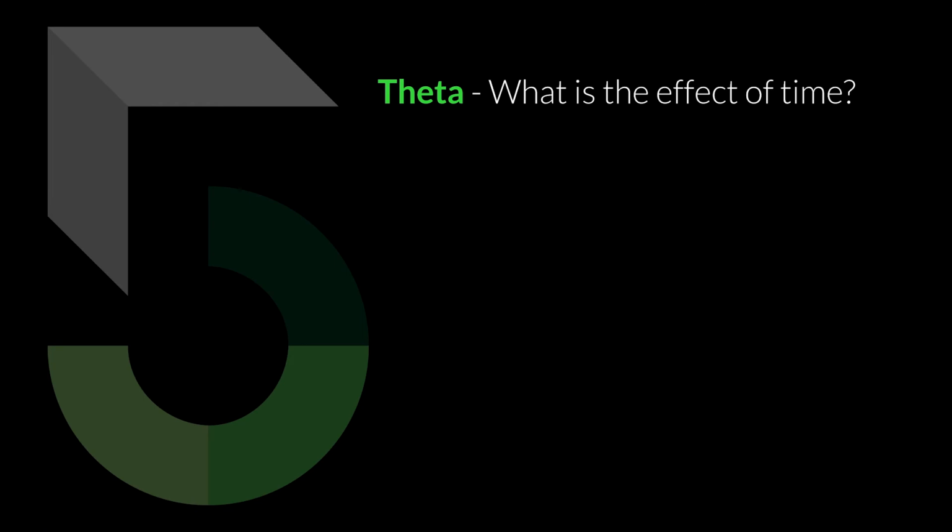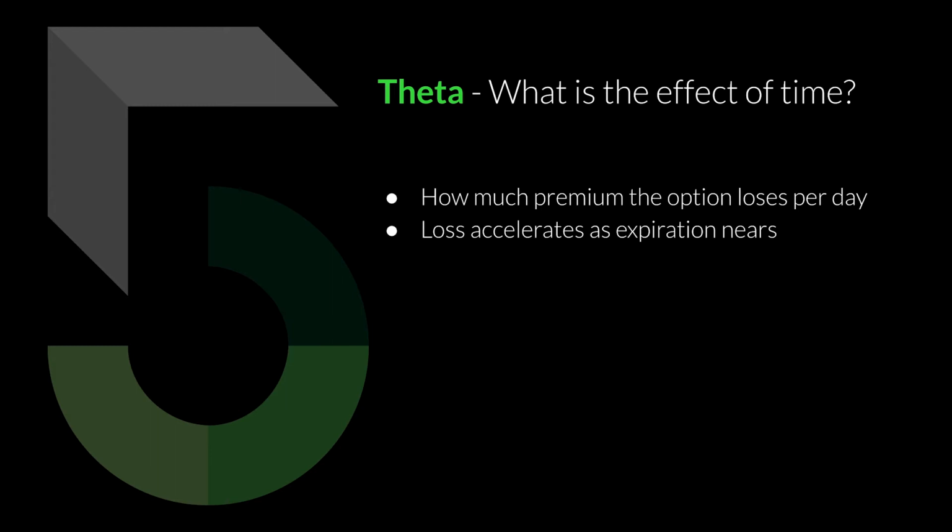The third Greek is theta. This is an important one, and it asks, what is the effect of time on the options price? Basically it's a measure of how much value the option loses each day. The loss accelerates as the expiration date nears. So closer to expiration date, you're going to have higher theta. Further out expiration date, you're going to have a lower theta value. That is, time doesn't affect it as much because there's still a long time until this options contract expires.